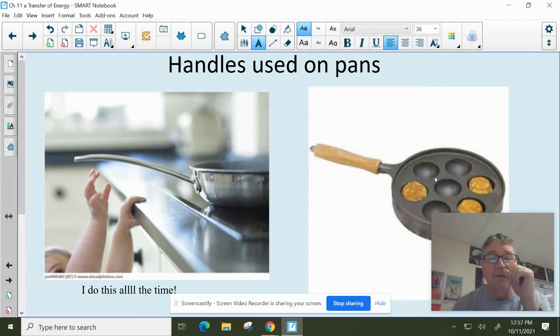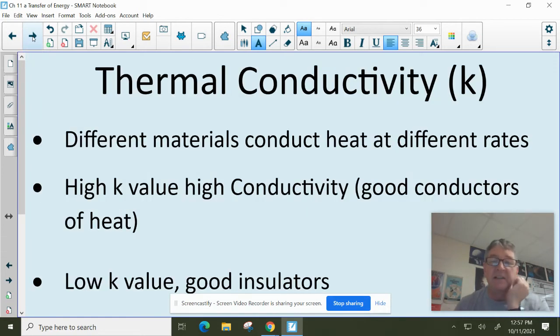You can cook on the stove top with it, but you can't put it in the oven because the handle would burst into flames. So stoves, cookware comes with a couple different types of handles based on what you want to do with it. Now, this is one way of looking at it.